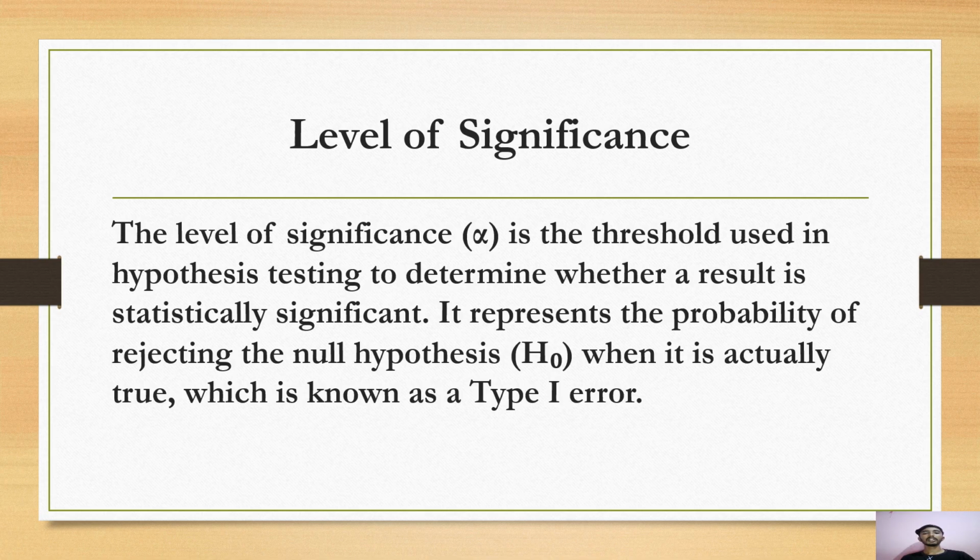The next topic is level of significance. The level of significance, which is denoted by alpha, is a threshold used in hypothesis testing to determine whether a result is statistically significant. It represents the probability of rejecting the null hypothesis when it is actually true, which is known as type 1 error.